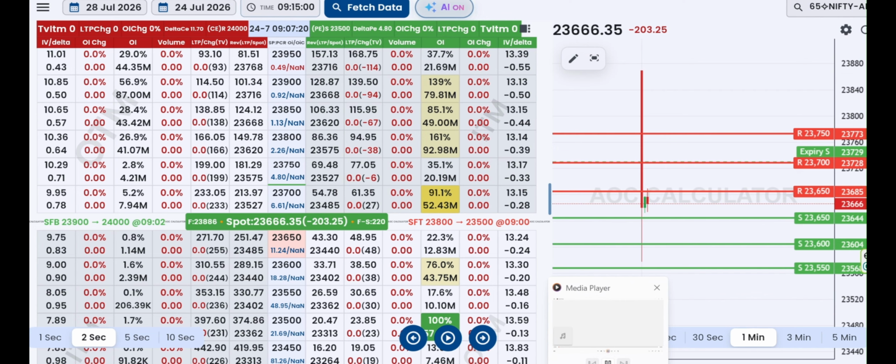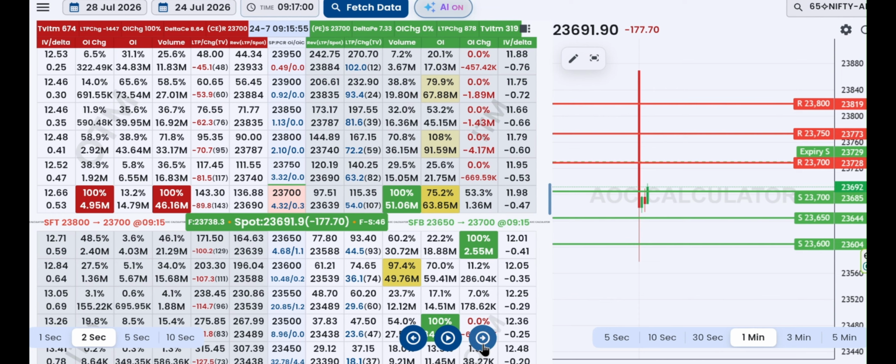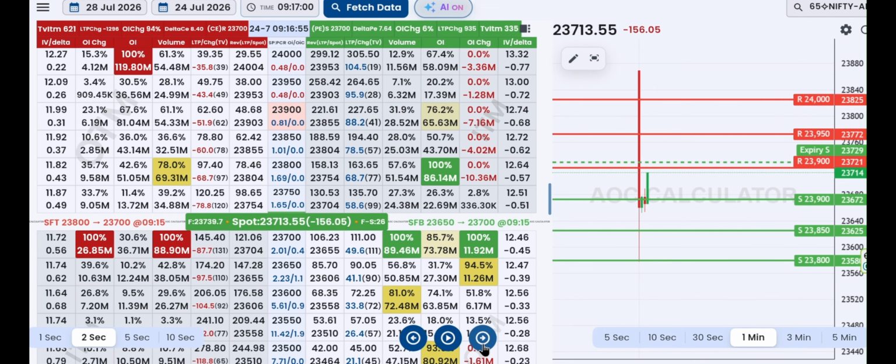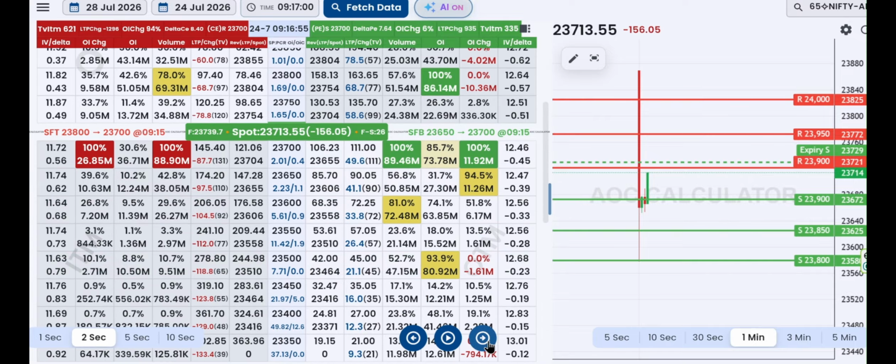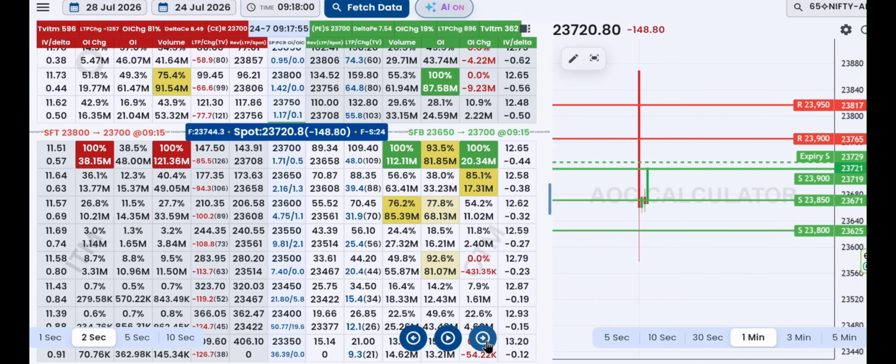Now let's discuss another live example of a bottom reversal, which occurred on 24th July 2026. Before the market opens, both volume and OI change are zero because the market has not started yet. Once the market opens, the volume and OI change values begin updating in real time. Initially, the strongest put OI is at 23,500, while the strongest call OI is at 24,000.